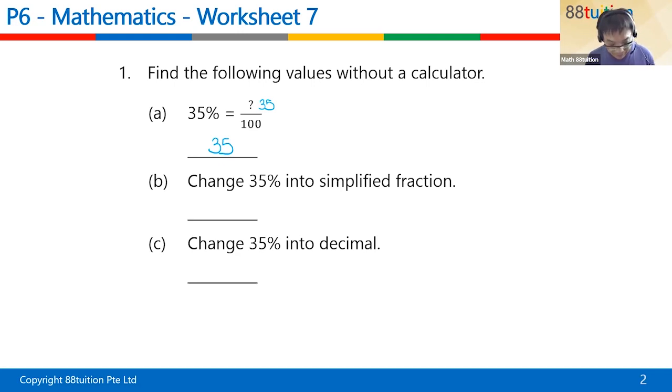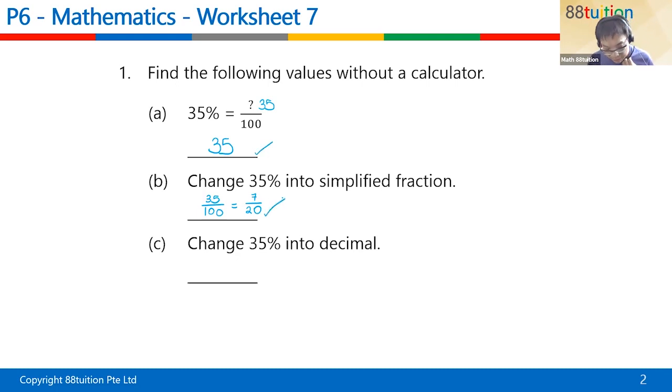All right. And the next question is to simplify into fractions, right? 35%, all right. It's 35/100. Down here, then you do the simplification. All right. 35 and 100 lah. Just now I found already, right? It's actually 7/20. So both of these numbers are actually divisible by 5. So divide by 5, divide by 5.